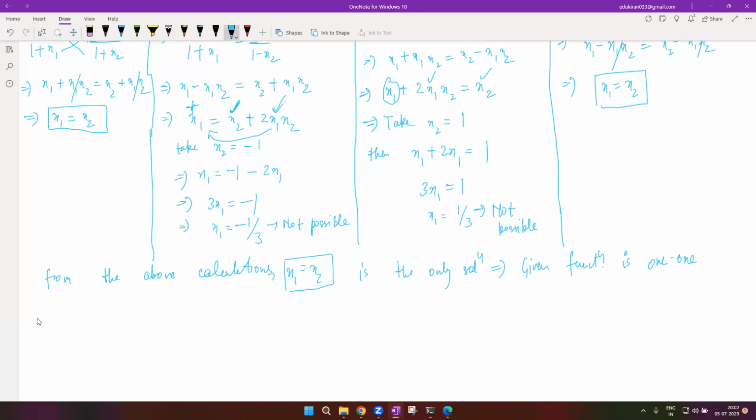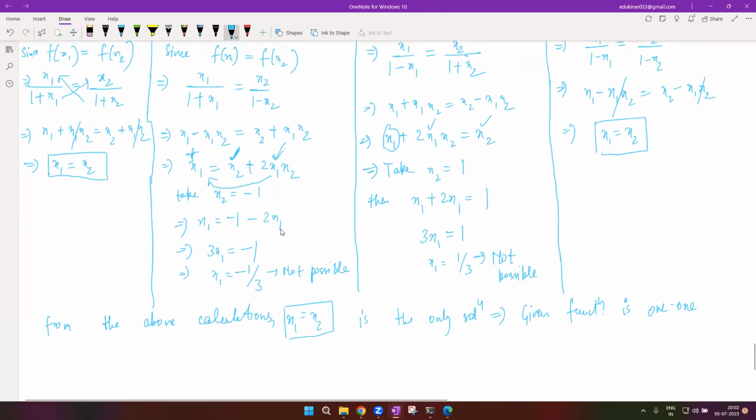And similarly, we can check for onto and into as well. I think we don't have much time today, so we will cover this onto into part in the next class as soon as we start the class. And you guys also try this at home, whether you are able to solve it or not. And then we'll be discussing this in the next class.